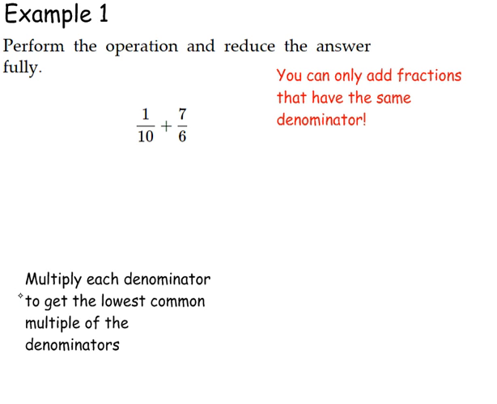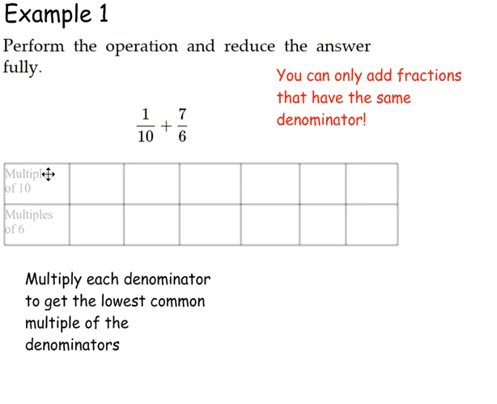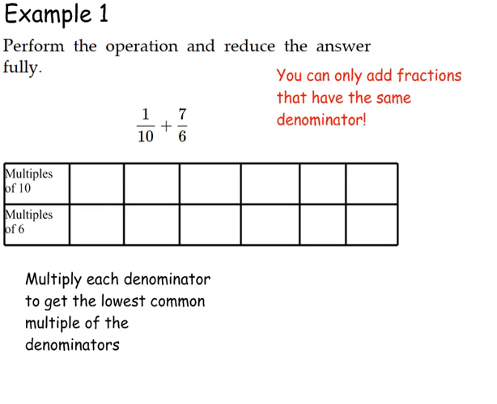Essentially, we have to multiply each denominator to get the lowest common multiple of the denominators. So why don't we go ahead and list the multiples of 10 and 6. So what are the multiples of 10? What are all the numbers that 10 could go into? Well, 10 could go into 10. It can go into 20, 30, 40, 50, 60, and so on and so forth.